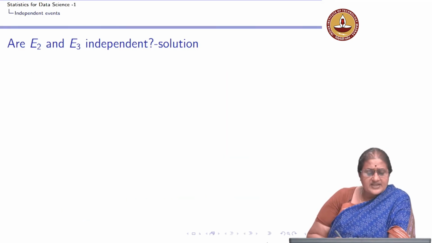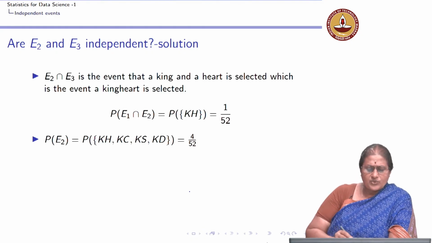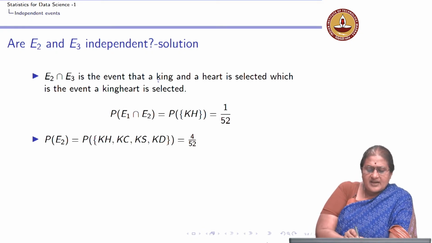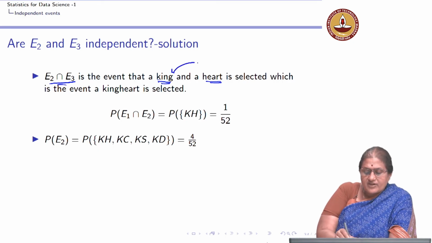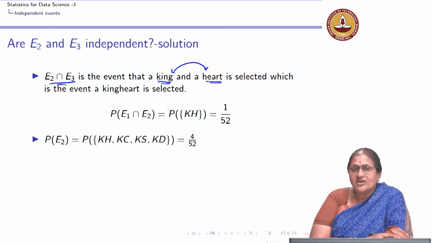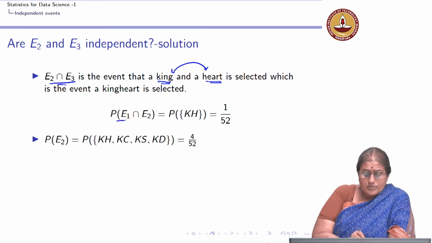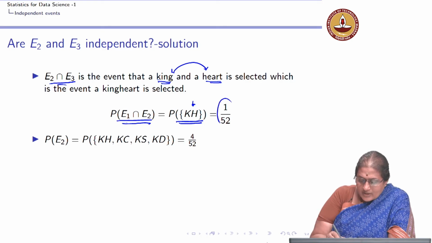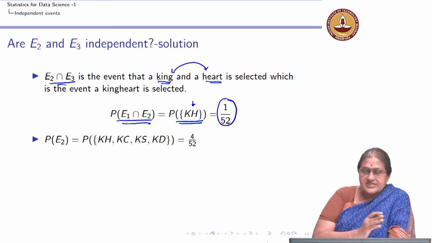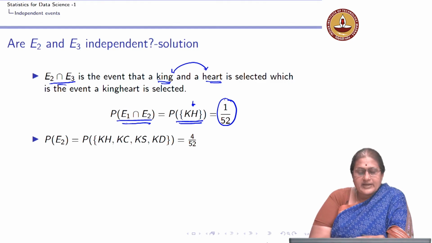Now, let us look at the case of E2 and E3. What is event E2? E2 is the event that there is a king, E3 is the event of a heart. So, E2 intersection E3 is the event of a king and a heart. In other words, you are selecting the king of hearts card. So, the probability of E2 intersection E3 is just the probability of choosing the king of hearts card, which is 1 over 52, considering all of them are equally likely events.